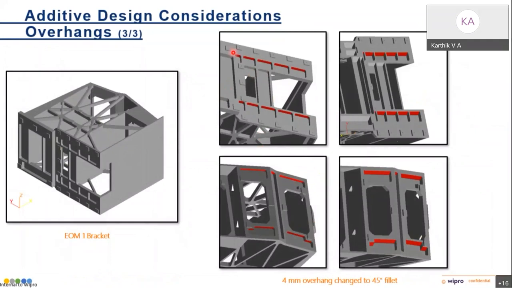Again, in this component, you will notice that all the areas where the red color is highlighted were overhangs, and by making it a fillet of 45 degrees, we have made sure that it is, one, self-supporting, and two, there is no need for raw material, because frankly making a support structure in this location is kind of impossible for us to remove. And from the post-processing point of view, these are things that we need to consider, especially during the design stage itself.